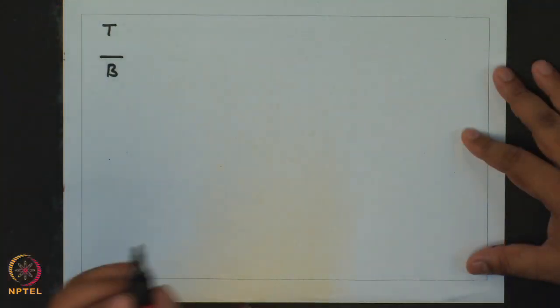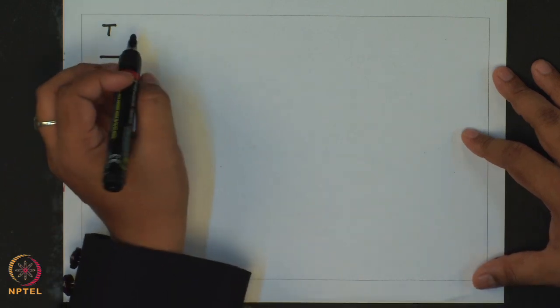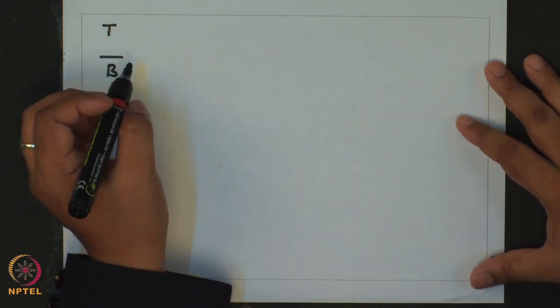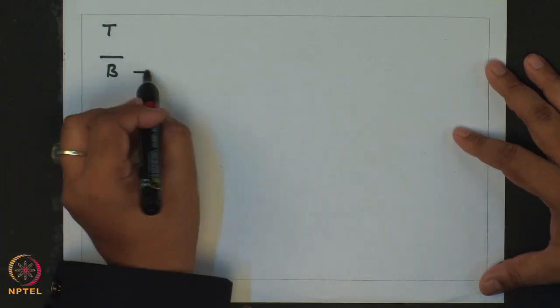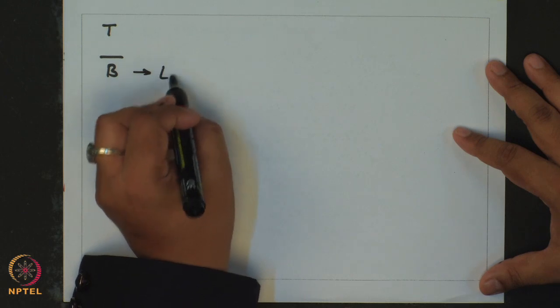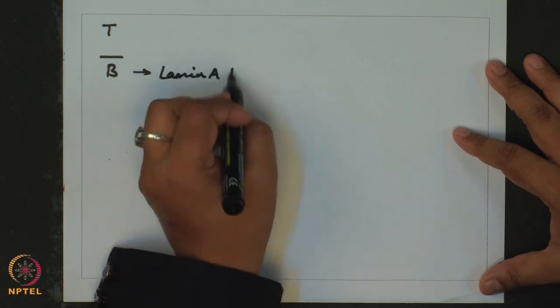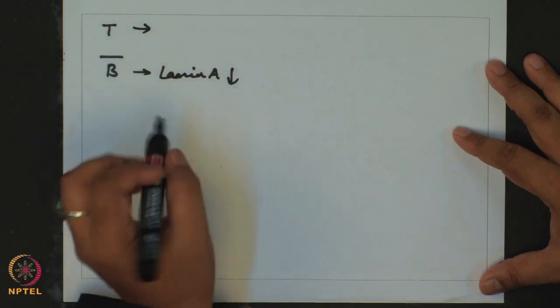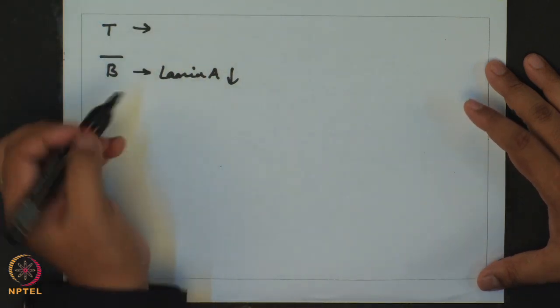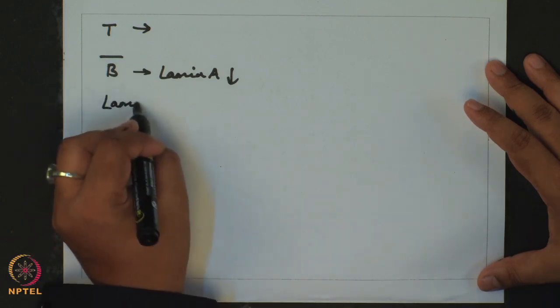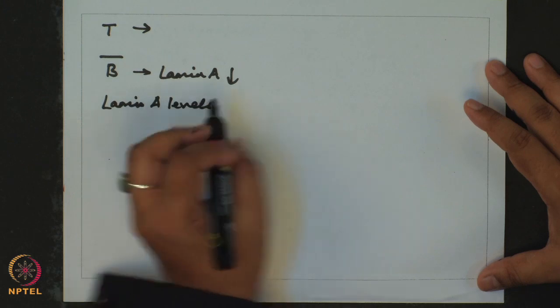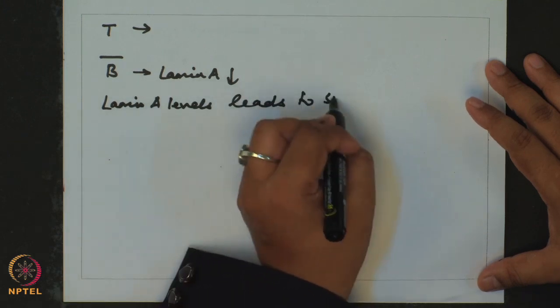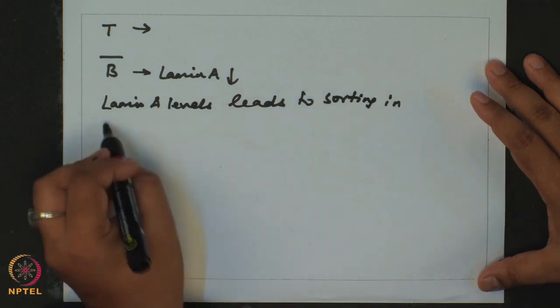What they also observed, given that there was some heterogeneity in the population, is that they checked the circularity of the cells at the top and the bottom. And the cells at the bottom also expressed a lesser amount of Lamin A. It was less compared to those at the top. So even for the cells which migrate, Lamin A levels lead to sorting in 3D migration.